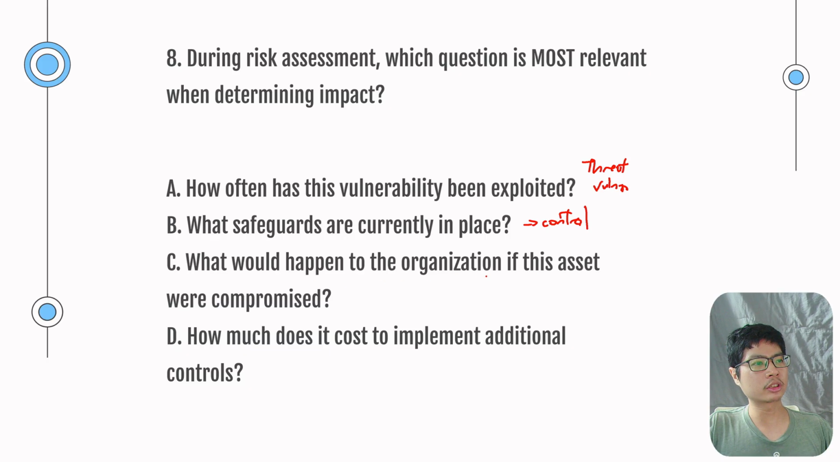What would happen to the organization if this asset were compromised? I would say yes, this is a lot of impact here, because we are looking at what's the impact to the organization if this particular threat were to succeed in exploiting the vulnerability. And so the answer here would be C. And how much does it cost to implement additional controls? Yeah, this is really about controls, and whether it's worth the cost benefit analysis to actually implement.